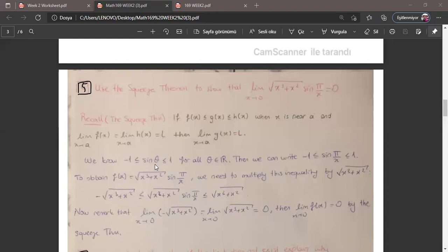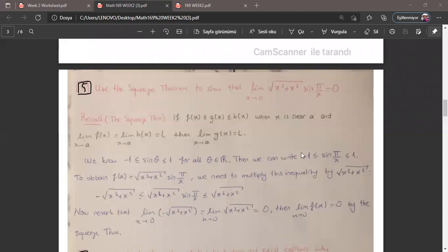inequality. We know for any theta in real numbers, sine is between -1 and 1. Recall the graph of the function sine; we already said in the first week that the range of sine is between -1 and 1. So we have this already. Now, what do we have? As it's valid for any theta, instead of theta, we can write pi over x. So we have this one.